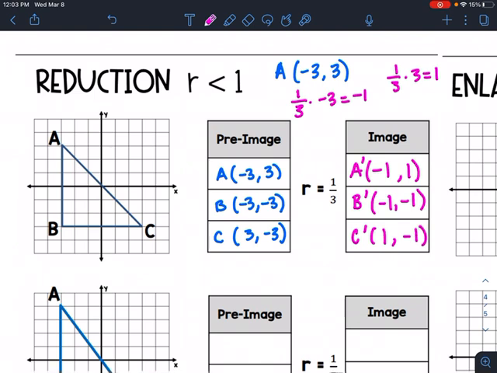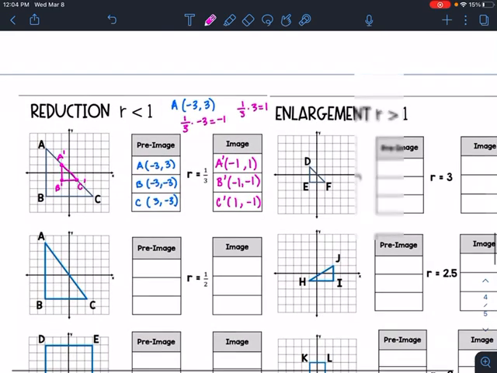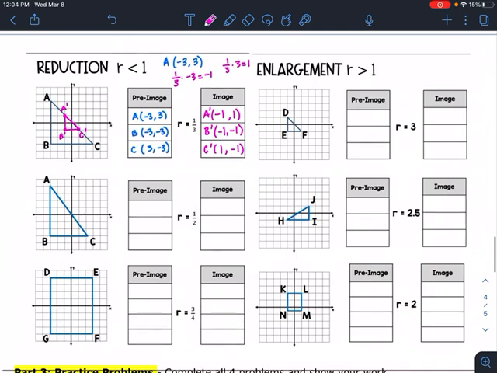And if we plot those points, -1, 1 is here, here, and here. This is our new triangle. So this is A prime, B prime, and C prime. Okay, if you want to watch that part again, rewind it, and then I would like you on your own to complete these last two.